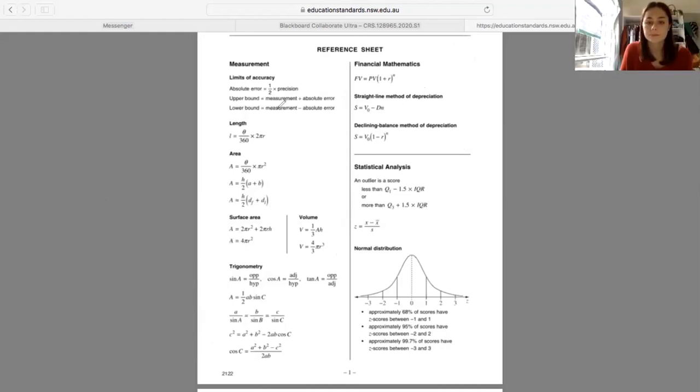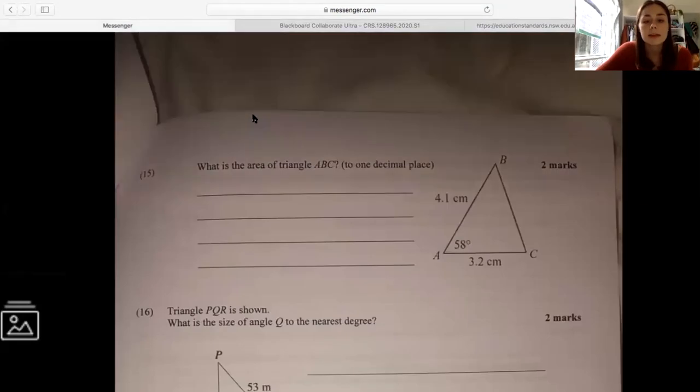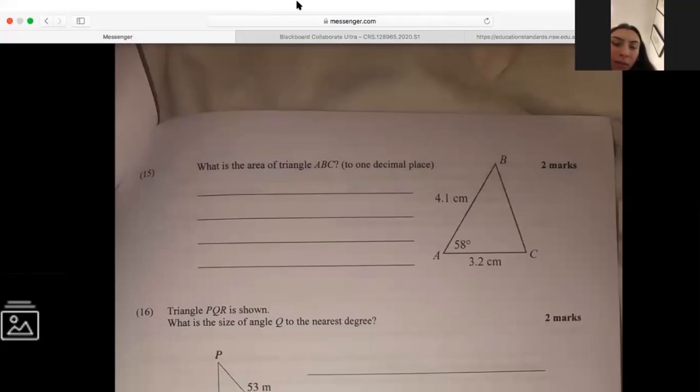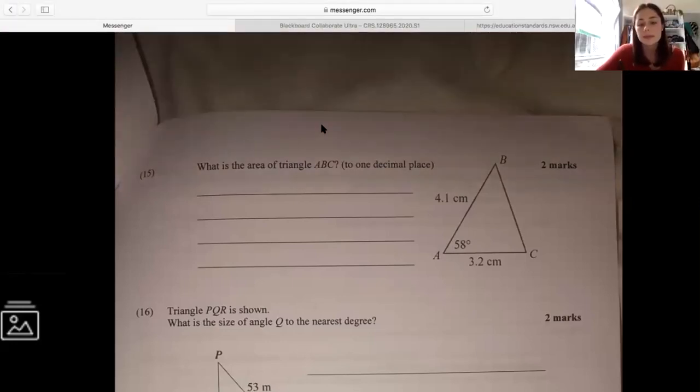The year before me, they had about four pages in their reference sheet, but then they changed it to just one. So we have a lot less stuff. I don't know if it makes it easier to read because it's just one page, or harder because you have less stuff. I'm not sure.